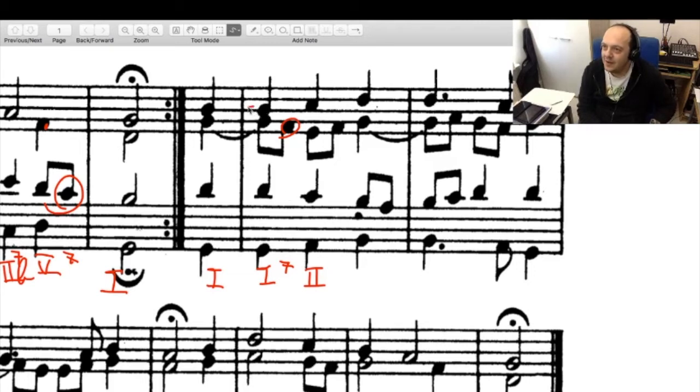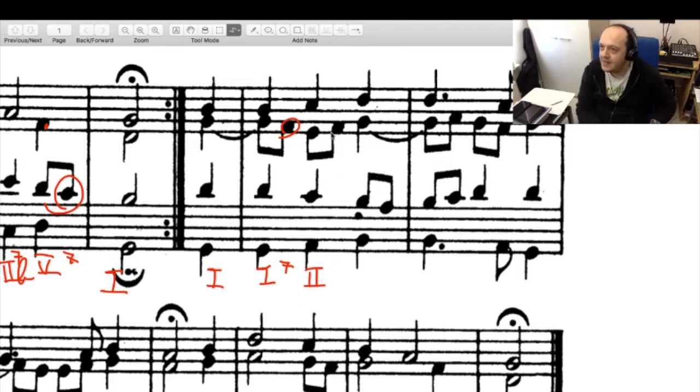In fact, look, I have the third, the compound third, the 10th, call it what you want, and that goes in parallel, and there was no problem. Good. Okay, let's carry on.